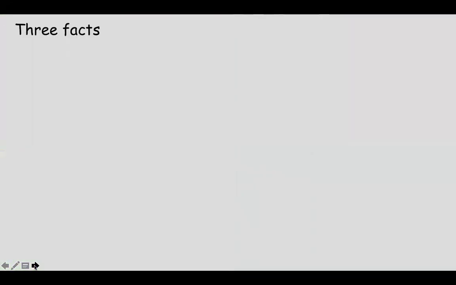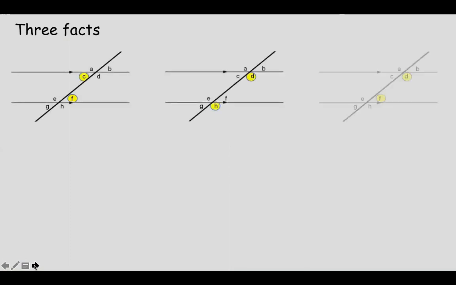Now, these are the 3 rules that we're going to look at today. This is the part where you will need to do a lot of drawing. But please don't draw yet. I want to explain first.